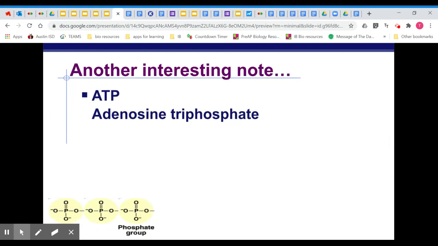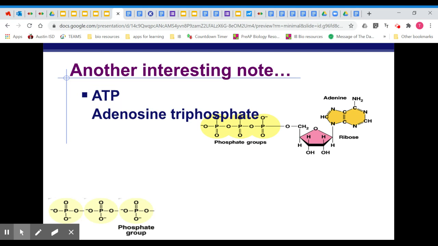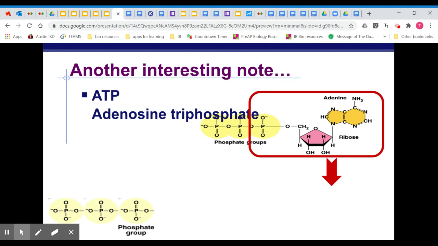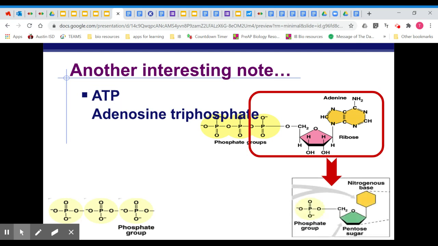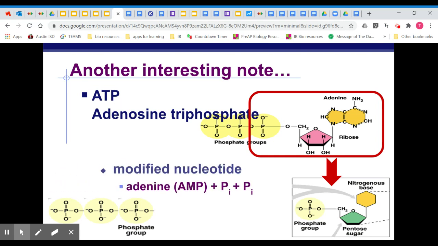Another interesting thing to note when we talk about nucleic acids is that ATP, that energy molecule, is actually an adenine, but instead of having one phosphate group, it has 3 phosphate groups. So this ATP actually falls into that category of nucleic acids. It's a modified nucleotide. So AMP is your adenine monophosphate plus 2 phosphate groups. You get your ATP, adenosine triphosphate.